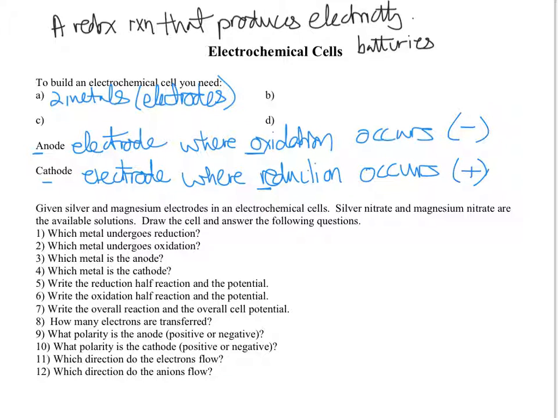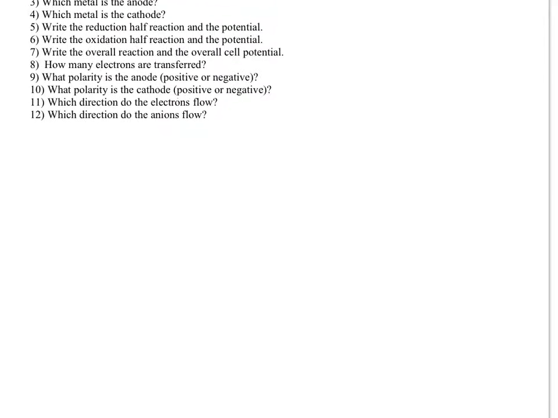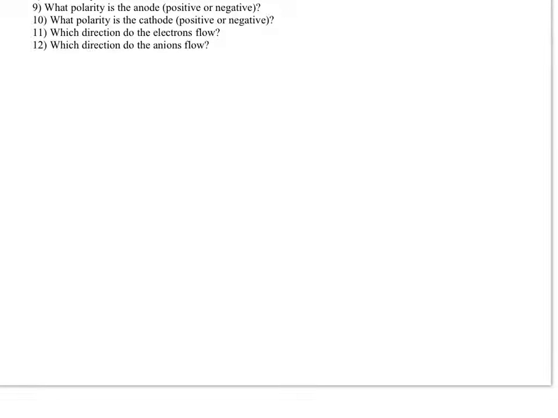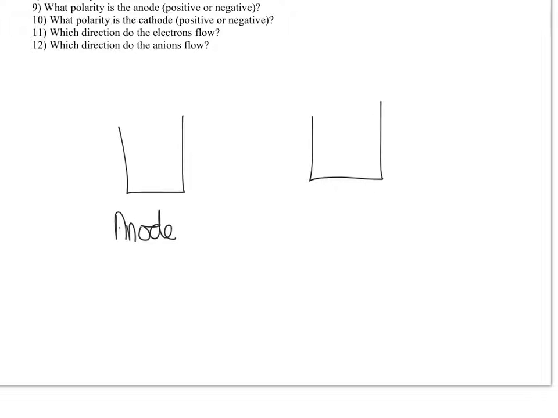So if you want to build an electrochemical cell, if you want to draw it, you would need to take those two metals and put them in containers or in beakers or something like that. So here is my container or beaker for the anode. Here's my cathode, and according to tradition, we always put the anode on the left and the cathode on the right, just like you would normally write them alphabetically, A and then C.